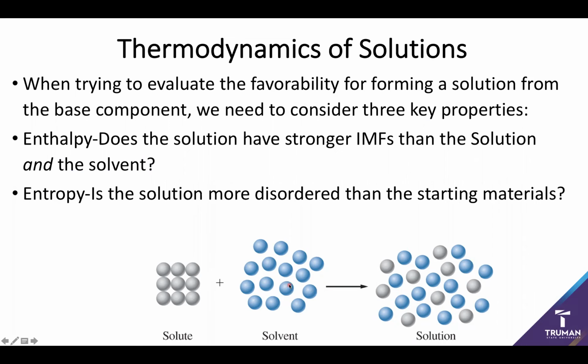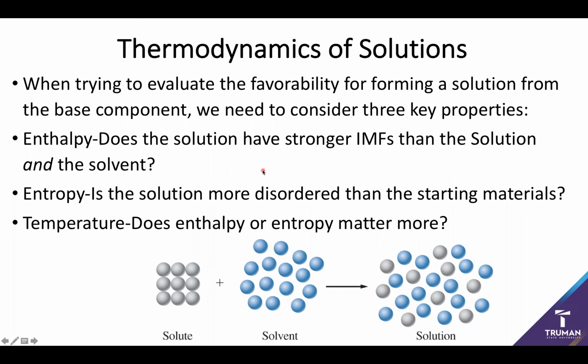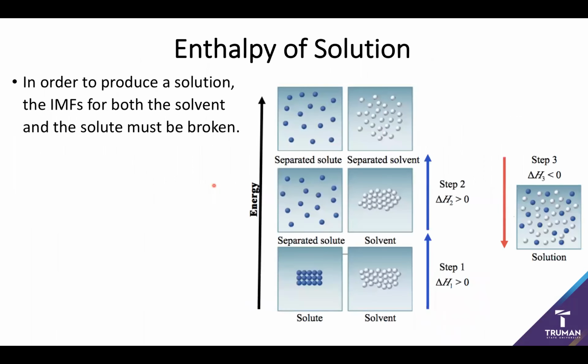The second component is going to be entropy. So is the solution more disordered than the starting materials? Most of the time, the answer will be yes, but not always. And then finally, if these two end up disagreeing about the favorability of forming a product, it comes down to temperature. Does enthalpy or entropy matter more? So we're going to be collecting a lot of what we talked about last chapter, and putting it together in a nice package. So let's go ahead and start by looking at enthalpy.